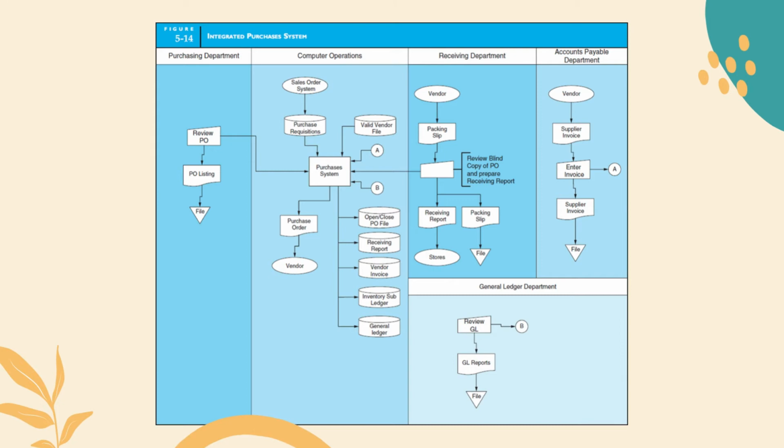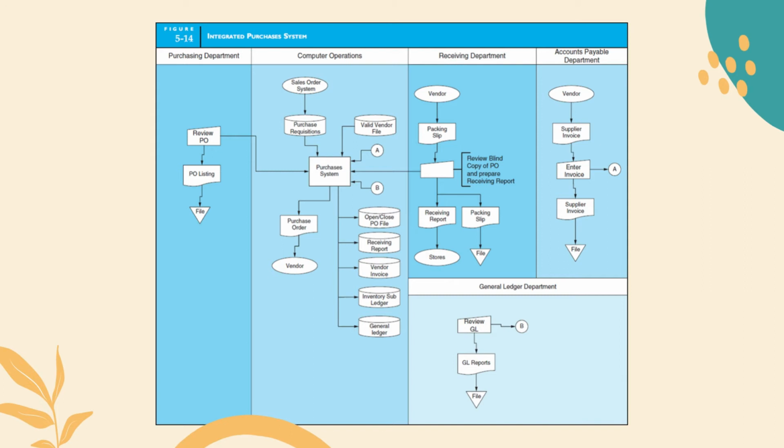Next is the Purchasing Department, which is a part of the integrated system that fully automates the goods and services purchasing process of the business. The Receiving Department, on the other hand, is tasked with determining whether the purchases from the vendor are acceptable and conform to the purchase order.